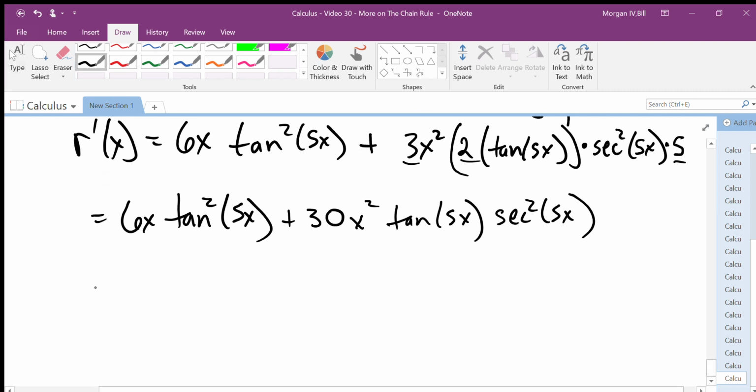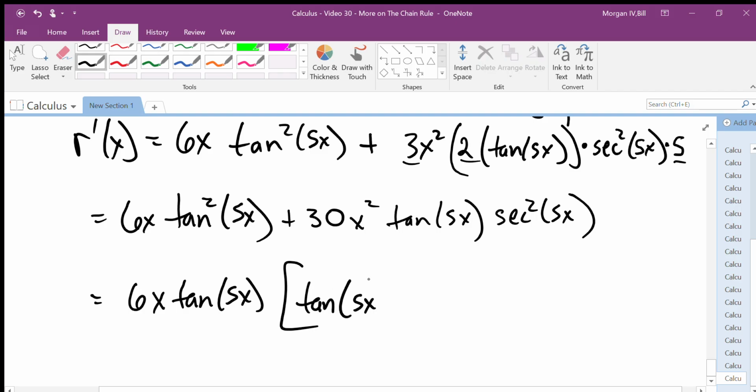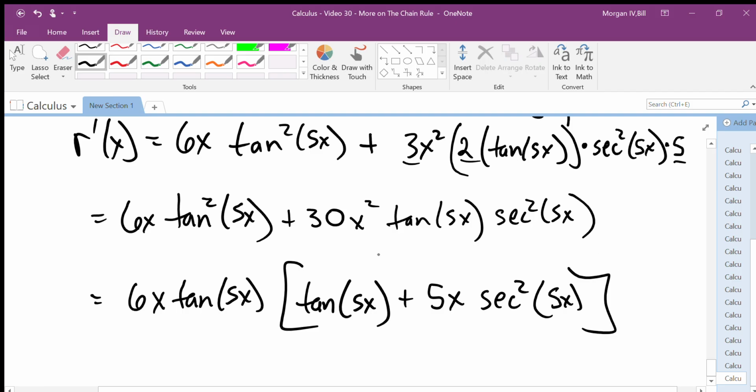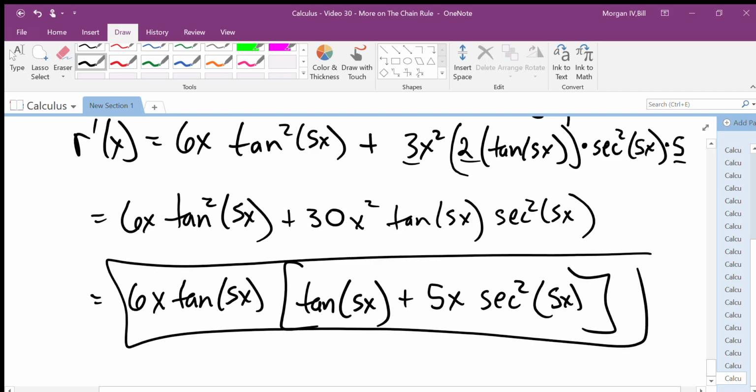Common factor here, if I could pull something out, I could pull a 6, an x, and a tangent of 5x. If I do that, I'll be left with tan 5x plus 5x secant squared of 5x. So something like that for my final answer.